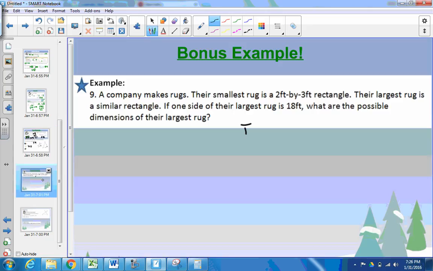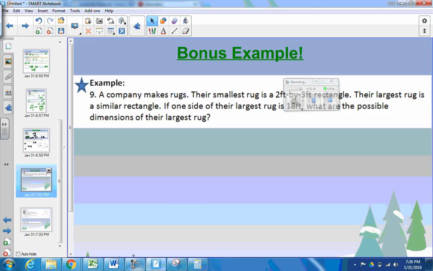There's one more example, and this is a good, challenging one. This one is a bonus if you want to figure it out and bring it to me on your own, and I'll give you a piece of candy for it. But this one says a company makes rugs. Their smallest rug is a 2 feet by 3 feet rectangle. Their largest rug is a similar rectangle. If one side of their largest rug is 18 feet, what are the possible dimensions of their largest rug? So there might be more than one answer for that.